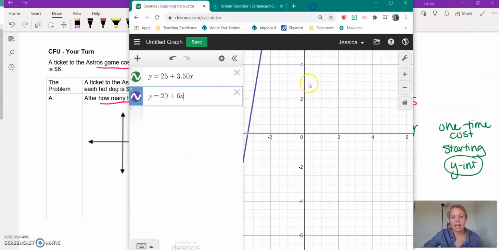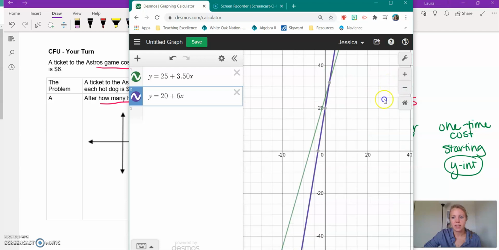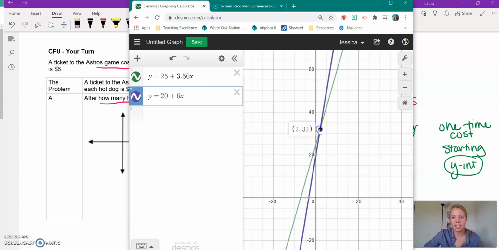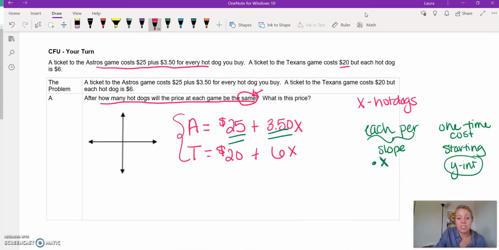So I can't see any lines, I just see this one that's kind of in the way. But if you zoom out, there my two lines are, and there's where they touch. So I see that I have this intersection point, (2, 32). That's when those two things are the same. But we need to make sure we understand what that means because sometimes they're going to ask us a question about it. So we'll say that the solution is (2, 32).